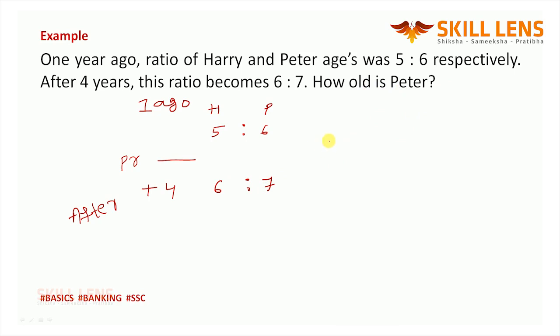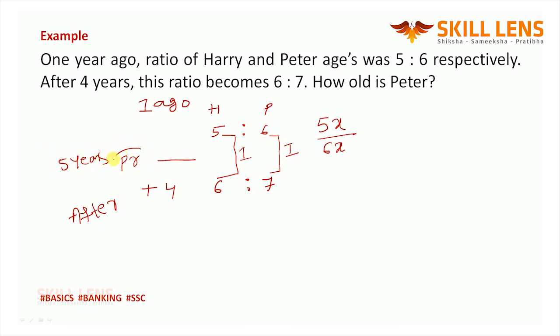How old is Peter? Let me calculate in a general way. So initially the ratio is 5x by 6x. Okay, 5x and 6x. This is 1 year ago, and after 4 years. If you closely observe, 5 to 6, how many parts is the difference? 1 part. 6 to 7, how many parts is the difference? 1 part. Can I say this 1 part value is 5 years total?